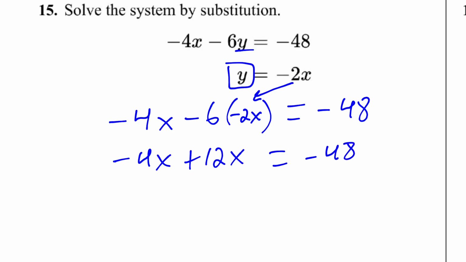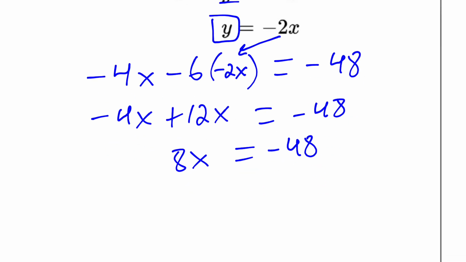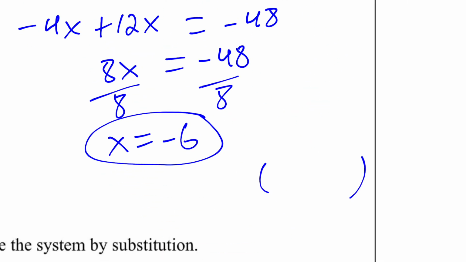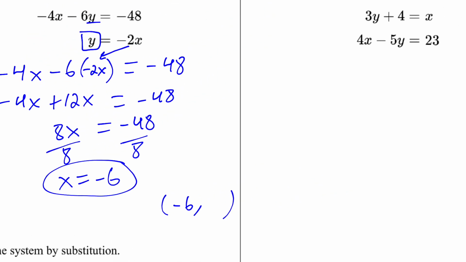If I combine like terms, I have 8x is equal to negative 48. If I divide both things by 8, I have x is equal to negative 6, and I'm halfway done. If I was thinking about how to write my answer, I'd put a negative 6 here, and now I have to find my y value.